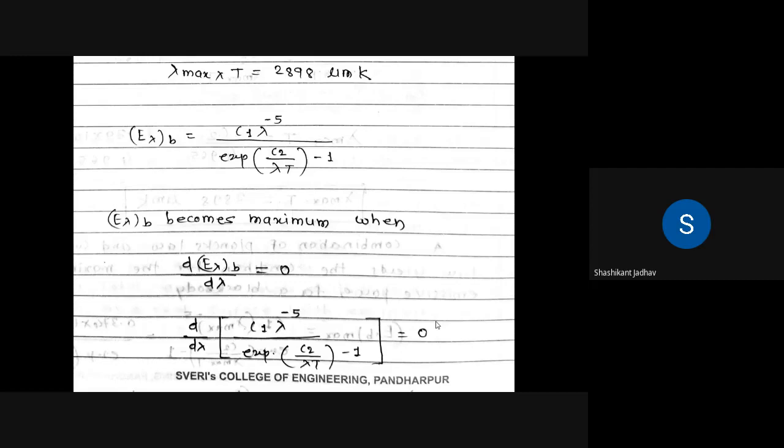ज्यावेळेला व्हेरिएबल न्यूमरेटर आणि डिनॉमिनेटरला असणार आहे त्यावेळेला आपण काय करणार आहे, डिवायडेशनचा लॉ यूज करणार आहे. आणि व्हॉट इज दॅट लॉ? That is denominator into derivative of numerator minus numerator into derivative of denominator divided by denominator square, and we have to equate that value to 0. Okay, so denominator, what is the value of denominator? That is exponential of C2 by lambda T minus 1 into derivative of numerator.